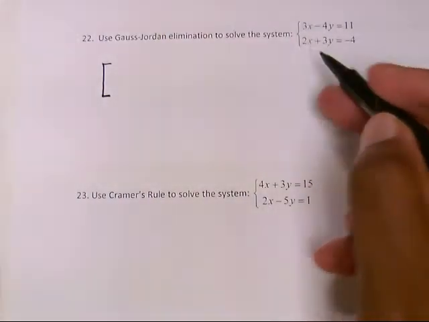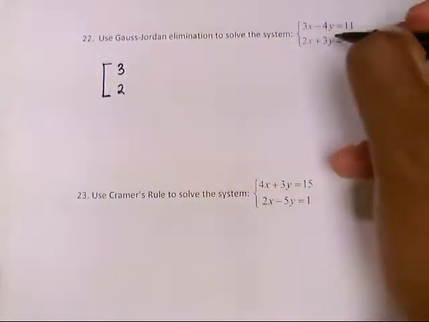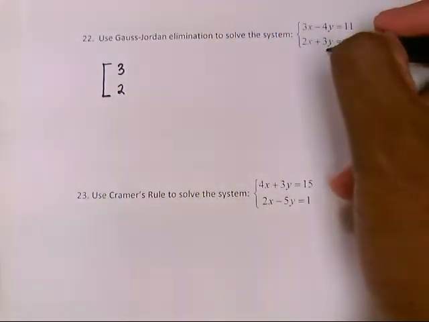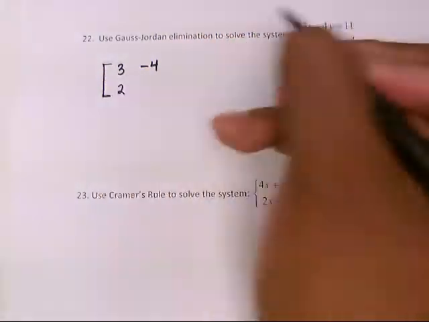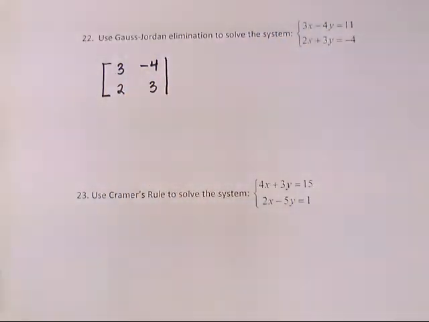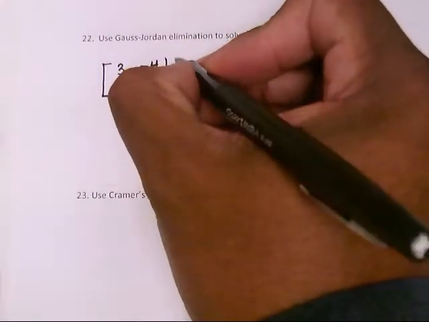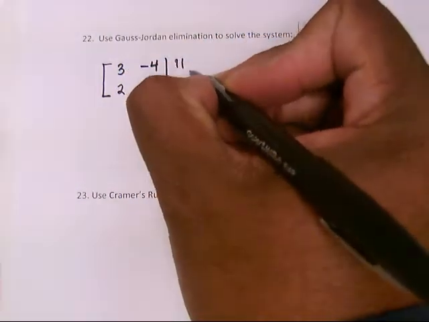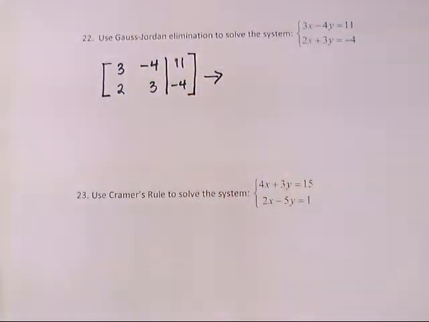The first column will be my x's here, so I'll have a 3 and a 2. The second column will be my y coefficients, so I have -4 and just 3. The vertical bar separates the coefficients of x and y from my constants. That's the equal sign. And my constants here are 11, -4. Okay, now I'm going to show you how this can be done using the graphing calculator.